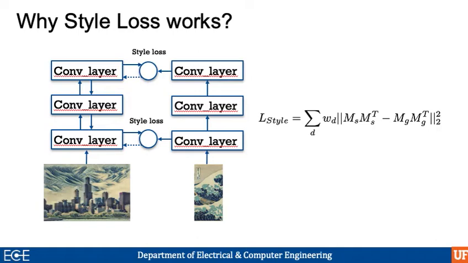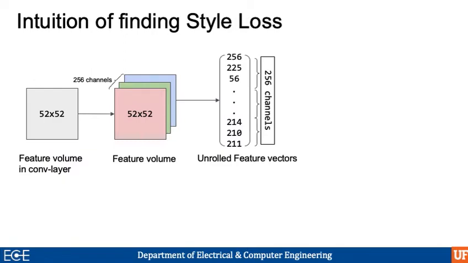And why does style loss actually work? The equation of finding style loss is quite simple. When you look at the feature volume in a conv layer, it can be separated into 256 channels in total, and you smash it like a piece of unrolled vector, and you get a long vector that contains all the features. These are numbers. The array has 256 channels of size 52 by 52.